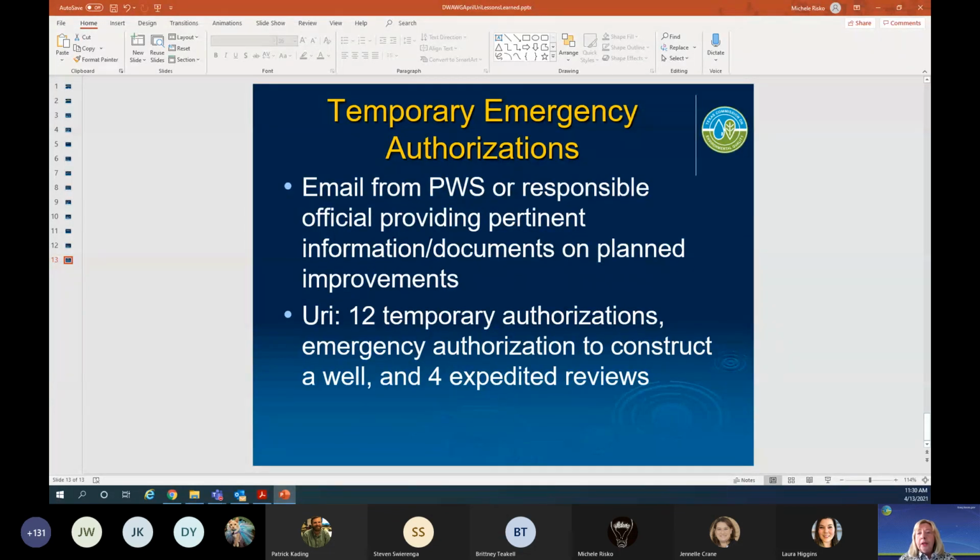We're a little bit less stringent on the engineer involvement. That doesn't mean that it can't come from an engineer. It's for a temporary fix, as I said, and basically we require that you submit an email explaining what you want to do, with some information on the improvements that you're planning on doing. If it's a temporary tank, if it's a poly tank, we're going to want to know, is it NSF? Any basic information that you can give us about the improvement. And it can come from the public water system responsible official.